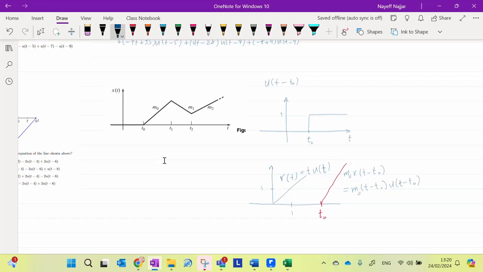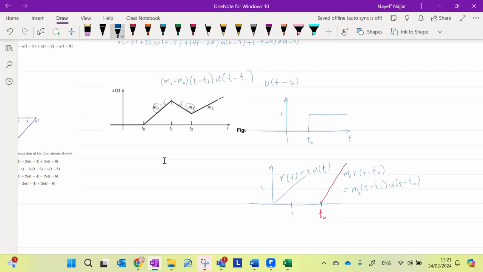So the book is suggesting that each time the slope changes, for example, here the slope of this line was m0 and the slope of this line is m1. So at this point here you add a ramp like this. You will subtract m1 minus m0, so the new slope minus the old slope, and you add a ramp at this point. So this is t minus t1 multiplied by u of t minus t1.